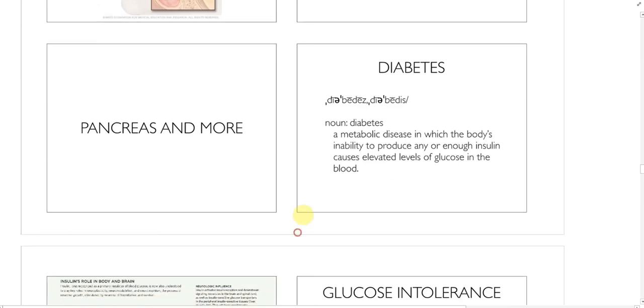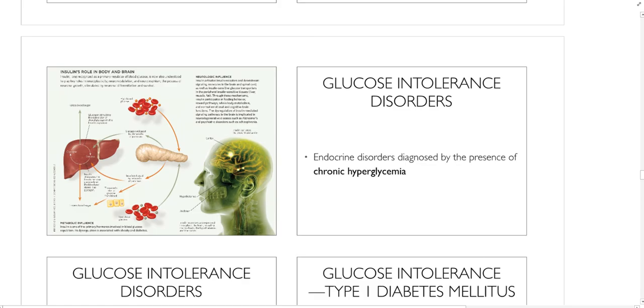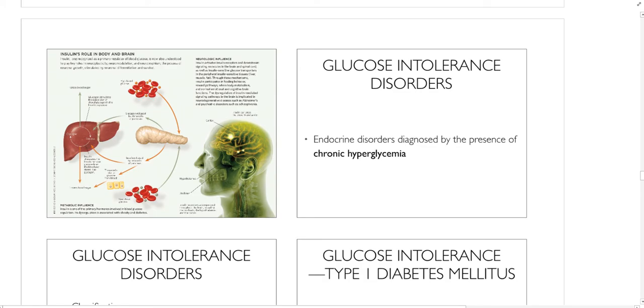Okay. Diabetes. So this is a metabolic disease where the pancreas is unable to produce any or enough insulin, or the body is not able to respond to insulin. And then we have these elevated levels of glucose in the blood. I really think they need to change that graphic. So it leads to chronic hyperglycemia.